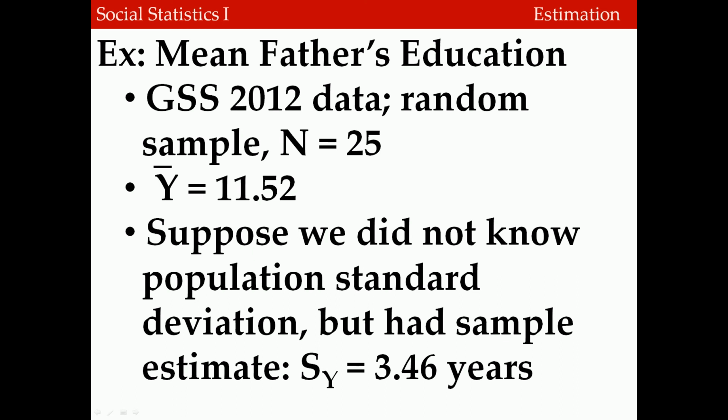And so as an example of calculating the confidence interval, we're going to look at the example of the mean of the father's education, and we're going to use some data from the 2012 GSS, a random sample of only 25 cases. Based on that sample, we know that fathers, on average, have about 11 and a half years of education. And we have a sample standard deviation of 3.46 years for fathers.